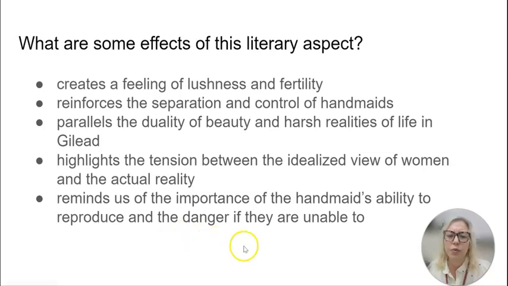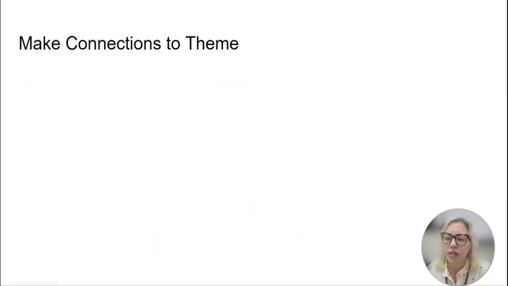It reminds us, too, of the importance of the handmaid's ability to reproduce and the danger if they are unable to. This is central to Gilead, right? The reason Gilead exists is because of the falling birth rate. And the way that they are trying to recapture the birth rate, to get more babies born, is by implementing the handmaids. So the connection to fertility is obvious there when we think of it in those terms, right?